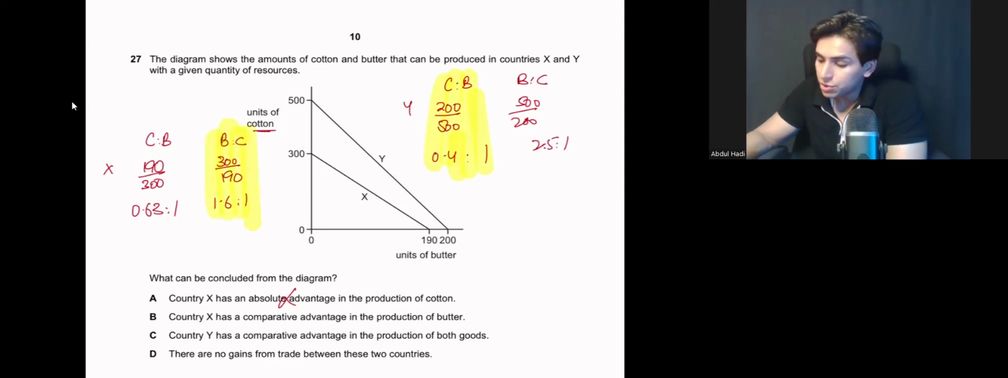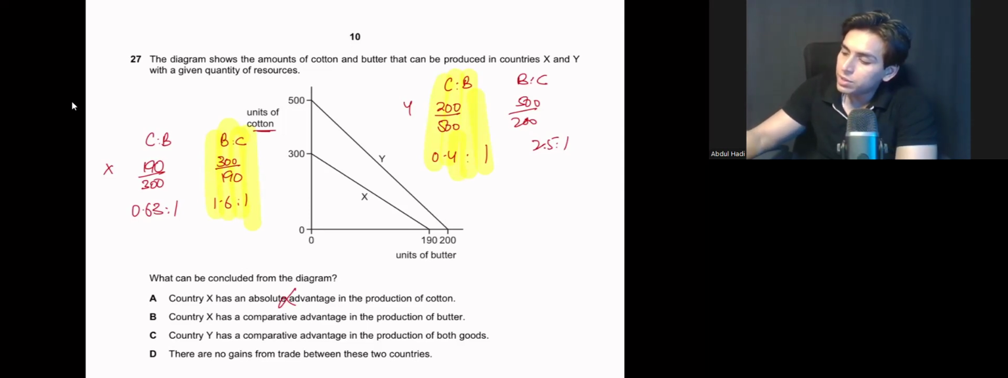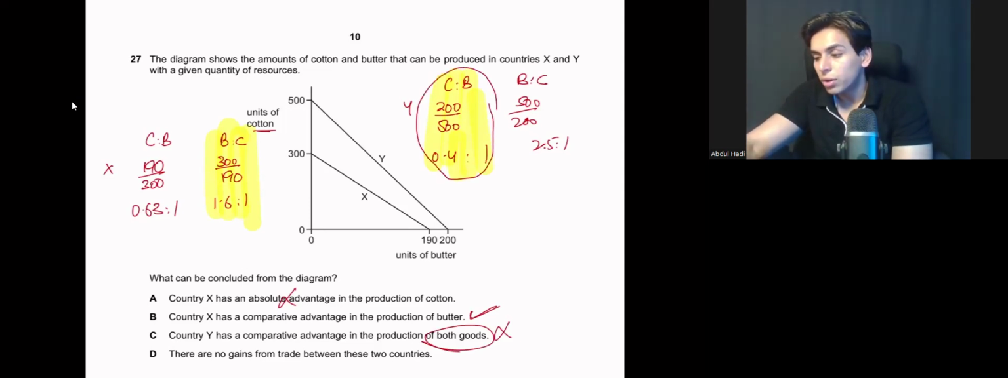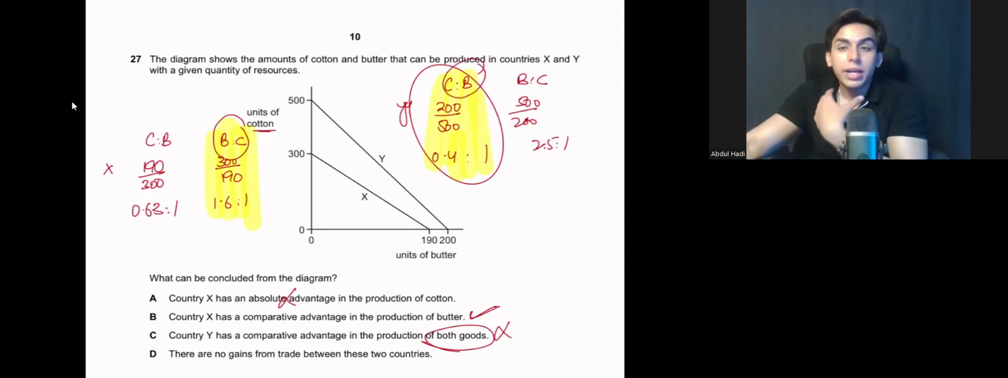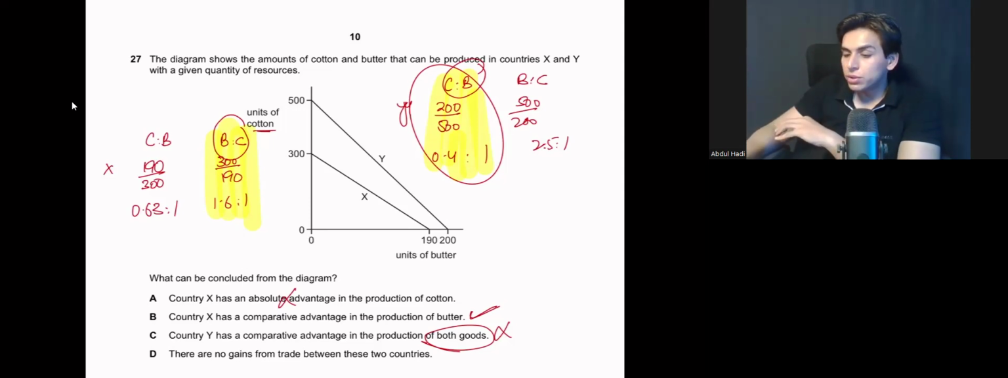Now let's take a look at the options. Country X has a comparative advantage in the production of butter. Yes, it is correct. Country Y has comparative advantage in both goods. No, country Y has comparative advantage only in cotton, not in both goods. Now, as for the last option, there are no gains from trade between two countries. You see, one country has comparative advantage in butter, the other one has comparative advantage in cotton, which means that trading is possible and they will both benefit from this trade. So the option that there are no gains from trade is completely wrong. So the answer is B.